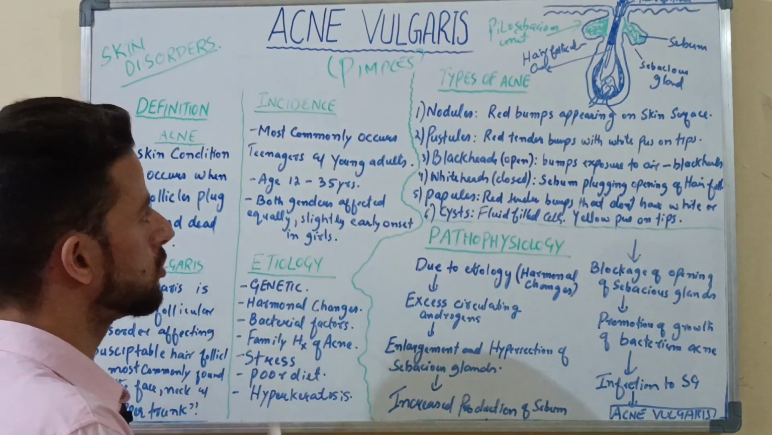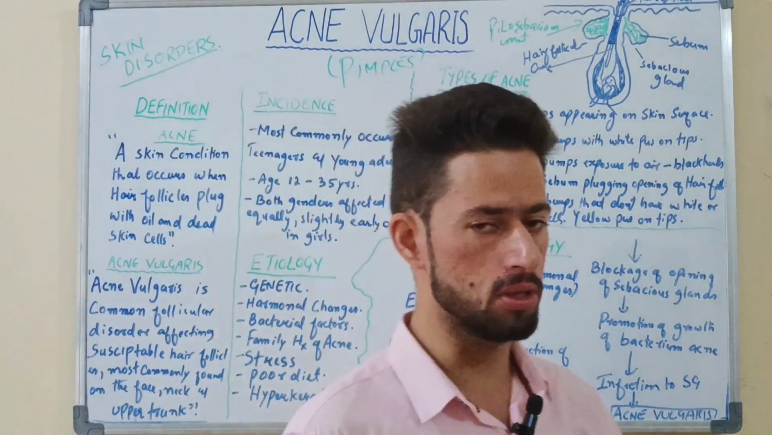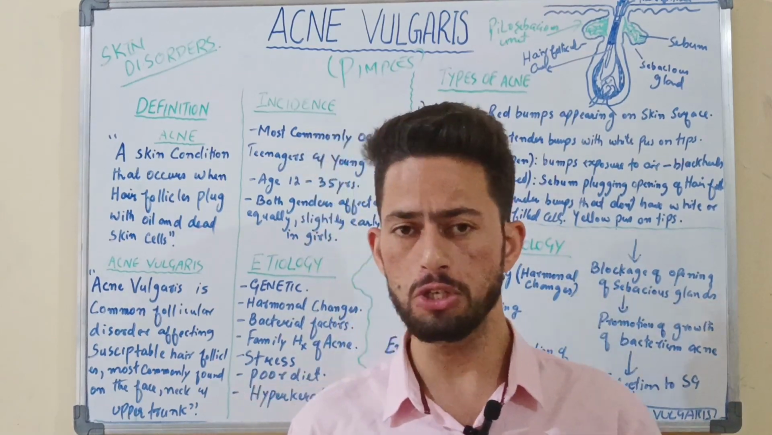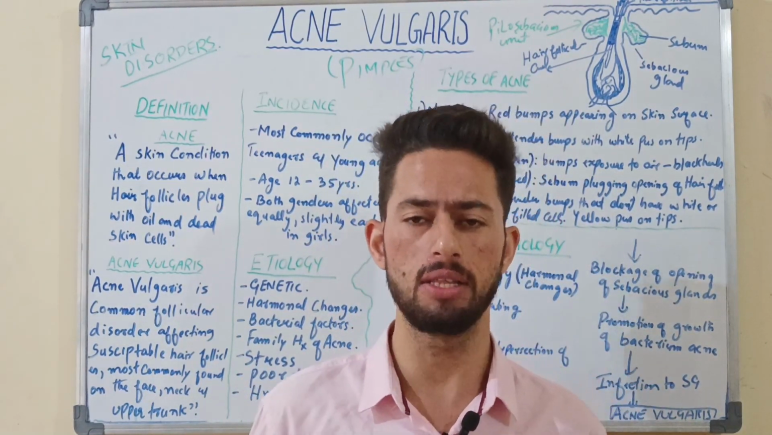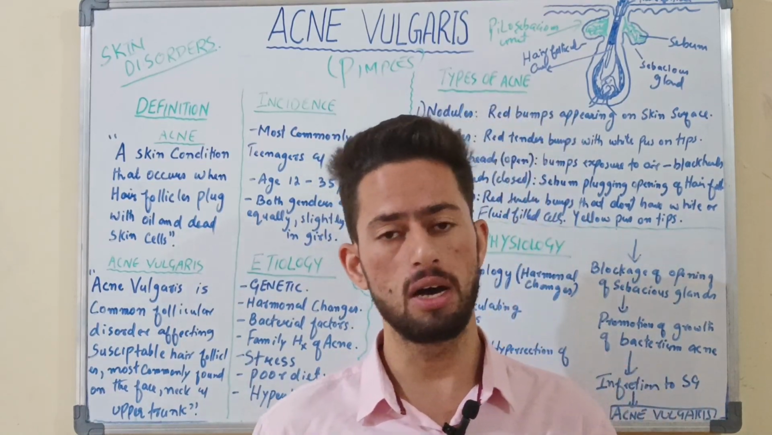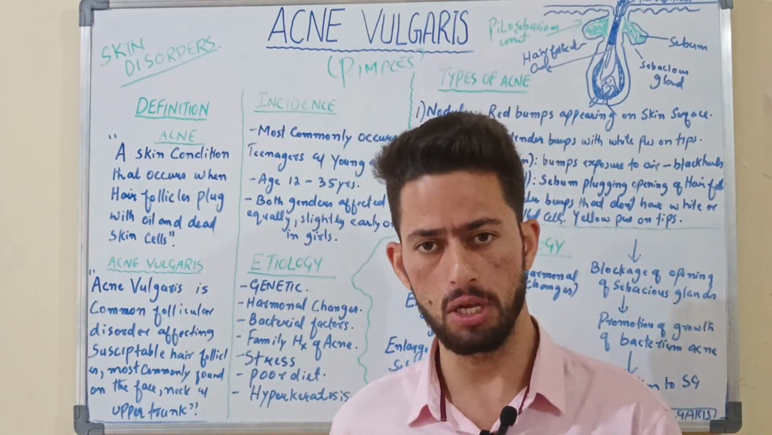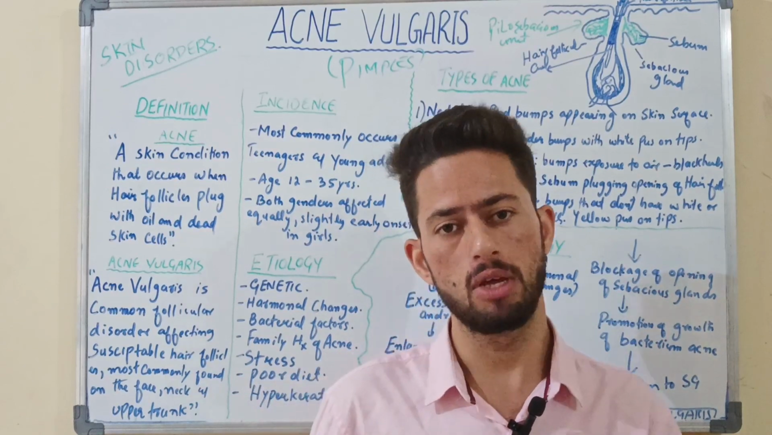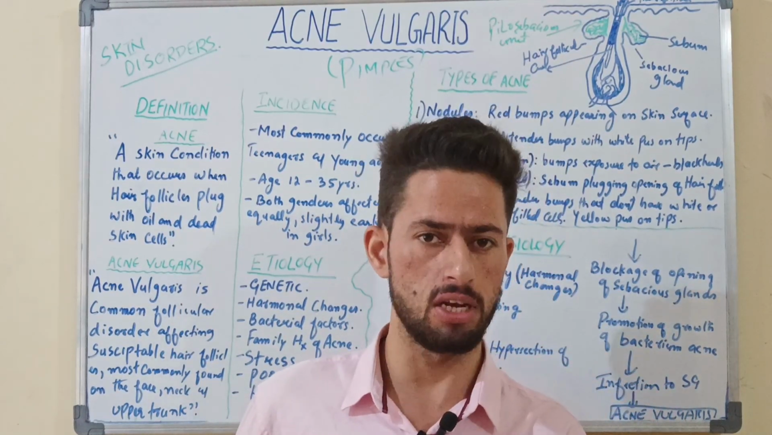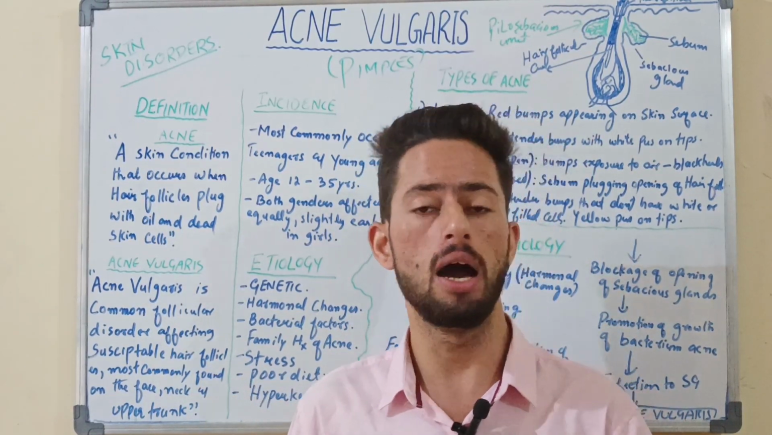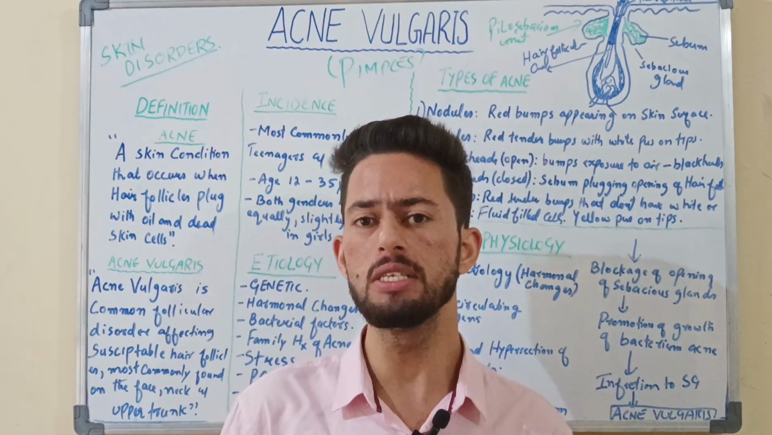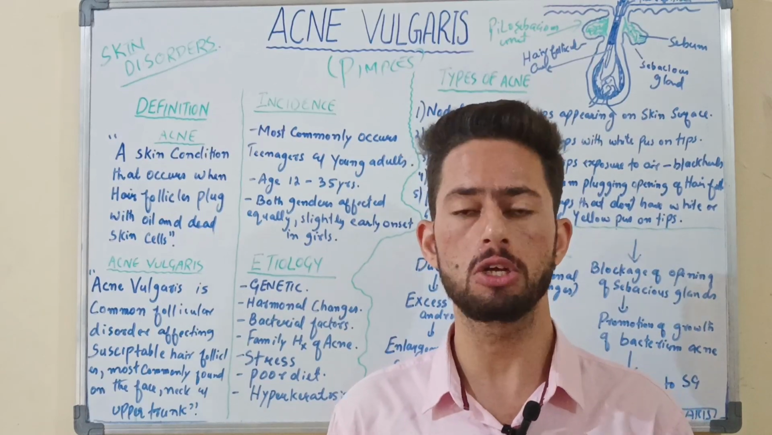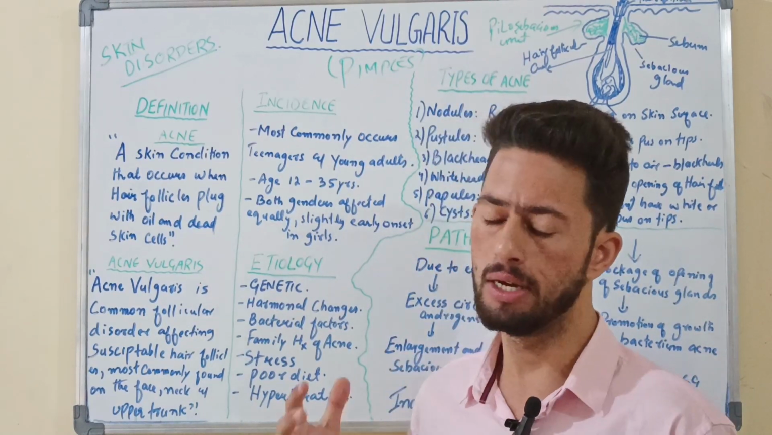So as we are going to discuss acne vulgaris, first let me tell you what are the commonest areas that are mostly affected by this disorder. These are the facial areas, neck areas, then back areas, whether it is upper back or lower back, and also the upper trunk, that is the chest area. So these are the areas which are most commonly affected by this disorder.